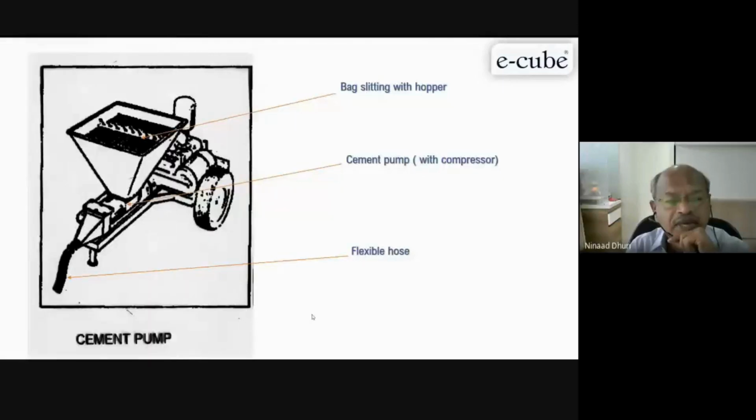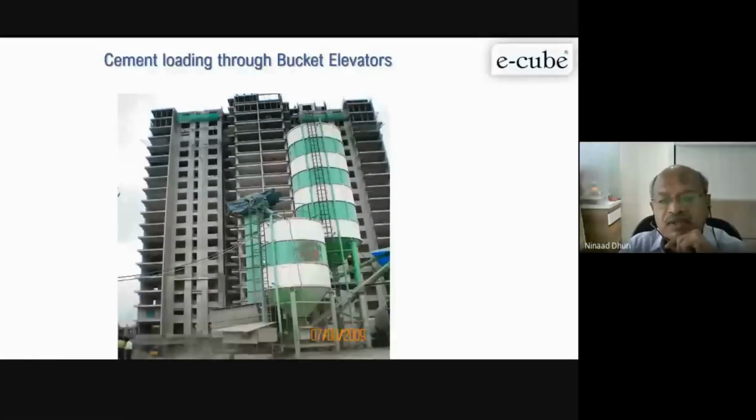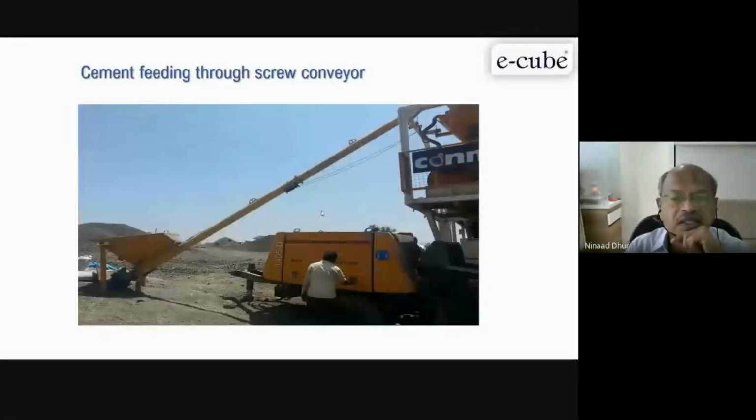Now, cement pumps are available, and the cement pump can transfer the cement into cement silos like this. You have cement silos, and there are also bucket elevators. So you can split the bags here, and then cement is transferred to the silos. These are the storage silos, maybe 100 ton, 200 ton silos are available for the batching plant. Or there is a hopper and screw. You put the bags here, the screw will convey the cement into the batching plant. So this arrangement is also available at the site.